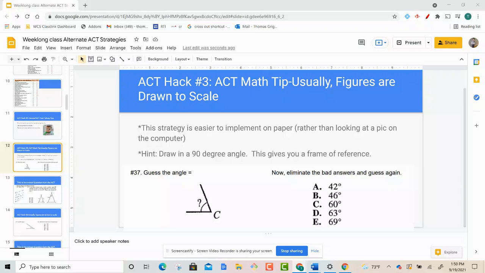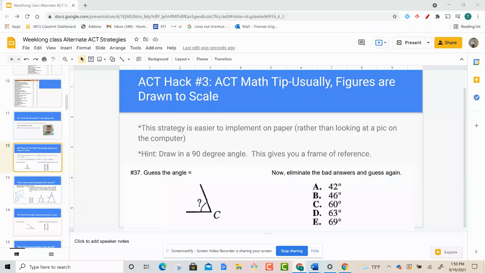So in this ACT hack, we're going to talk about how figures are almost always drawn to scale. A lot of times your geometry teacher will tell you, don't assume figures are drawn to scale. Well, in actuality, in the ACT math section, about 99.9% of the time, they're drawn to scale. And the rare occurrences where they're not, it'll usually say in the instructions, these figures are not drawn to scale.